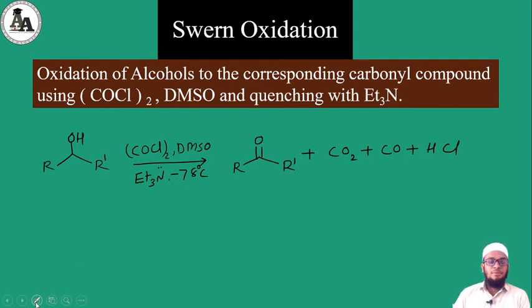Okay, so in the next step I am going to show you the mechanism of this reaction. For the mechanism of this reaction we are going to react DMSO first with oxalyl chloride. So here we have DMSO, dimethyl sulfoxide. It will react with our oxalyl chloride. Okay, now what will happen?